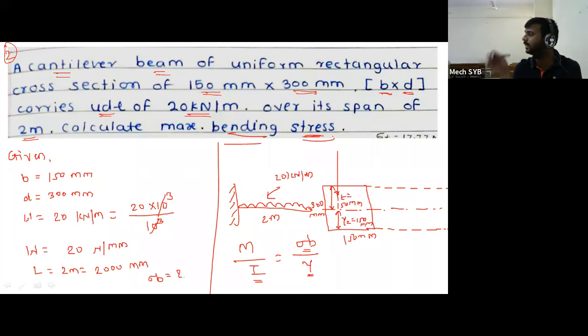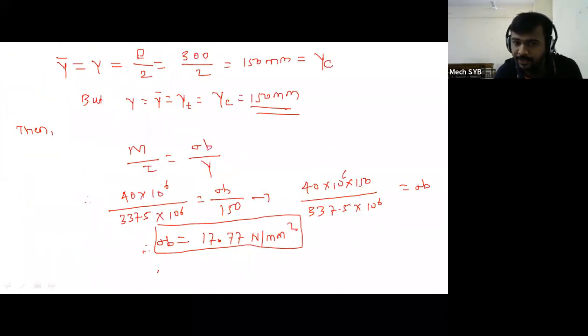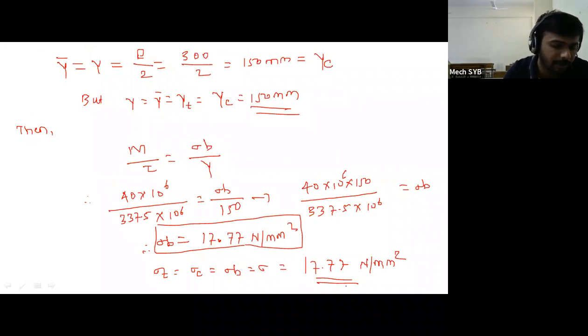So if they have asked in the statement to find out the sigma t and find out the sigma c, we have to follow the same procedure, but at the end you have to represent, that is sigma t is equal to sigma c is equal to sigma b is equal to sigma is equal to 17.77 Newton per mm square. So this is your final answer, 17.78 or 17.77 Newton per mm square. So this is your answer.